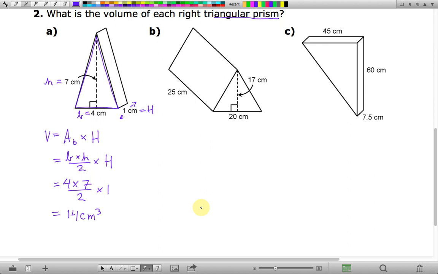So if you get the idea, you may want to try B and C on your own. Pause the video, give that a shot, and then unpause the video and you can check your answers. If you're not sure, I'm going to walk you through it. So again, to find the volume of a triangular prism, you're still doing area of base times height of the prism.